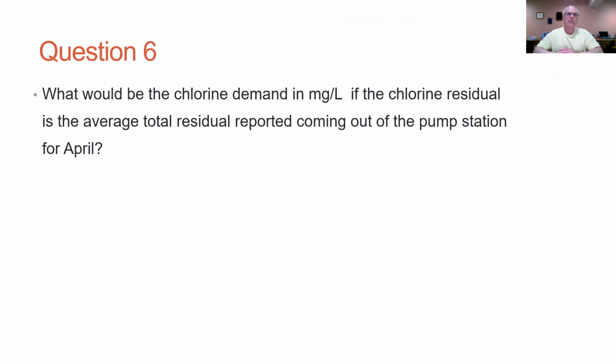We're going to pick up with number 6. We did the first 5 problems on the first video. So this is question number 6, and we're asking, what would be the chlorine demand in milligrams per liter if the chlorine residual is the average total residual reported coming out of the pump station for April?